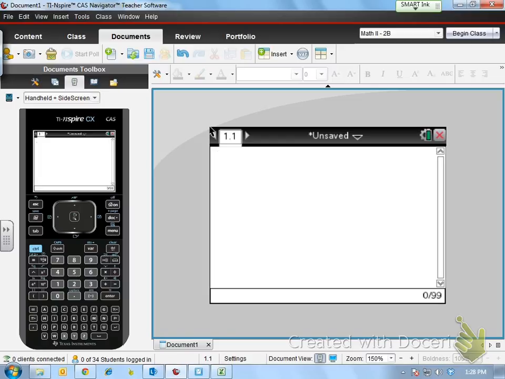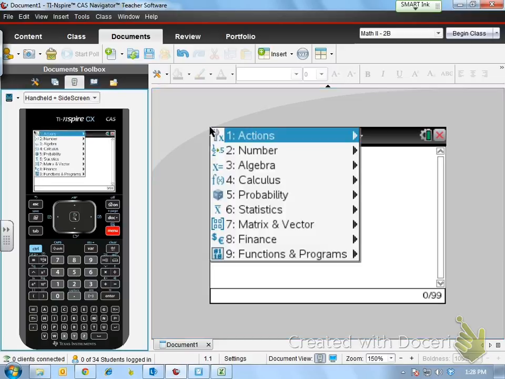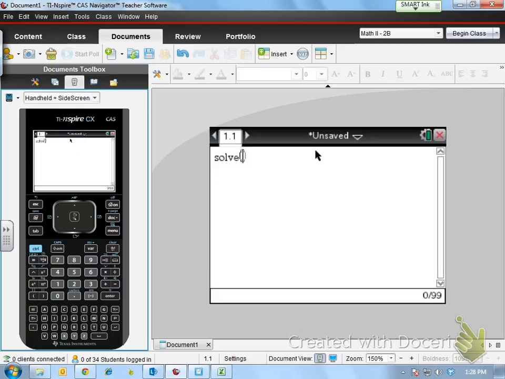I want to go to menu, algebra, solve. Oh, they have a zeros one? That might be faster. It was 20x to the third minus 6x squared plus 14x plus 2. And then don't I have to put comma x? Oh, I put equals 0. Yeah, you have to put equals 0.